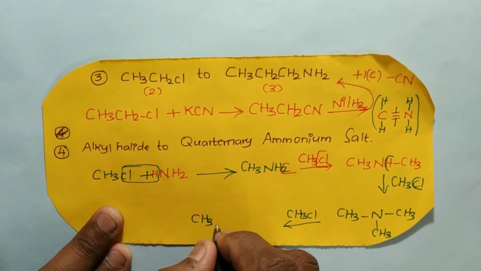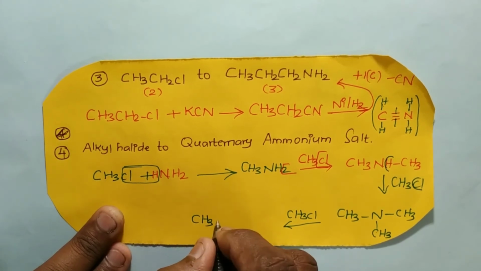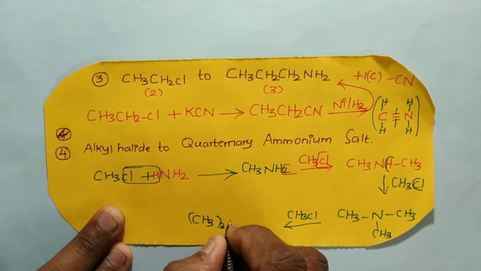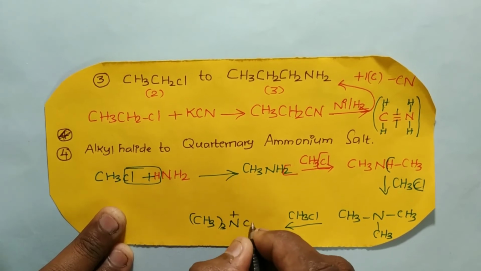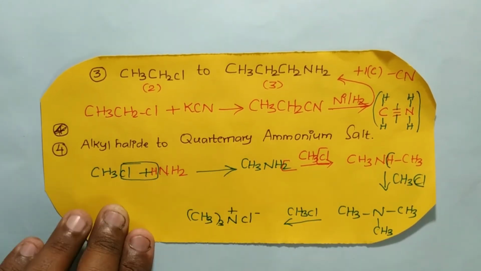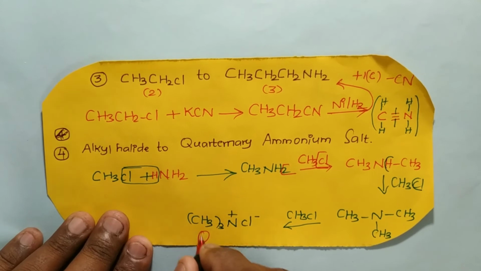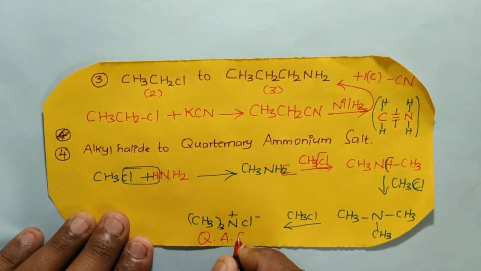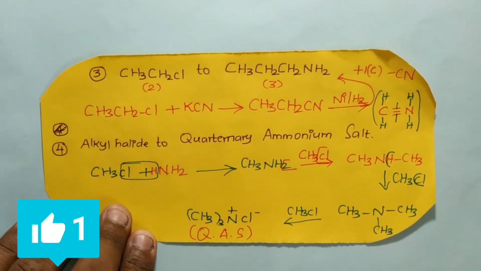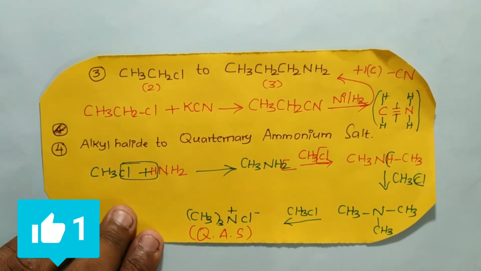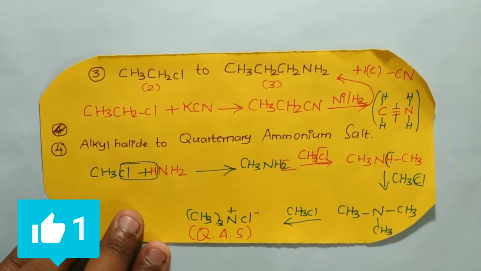So here what happened? (CH3)3N+ Cl−. That I'll get as a quaternary ammonium salt. Are you able to understand, students? This is very much easier.